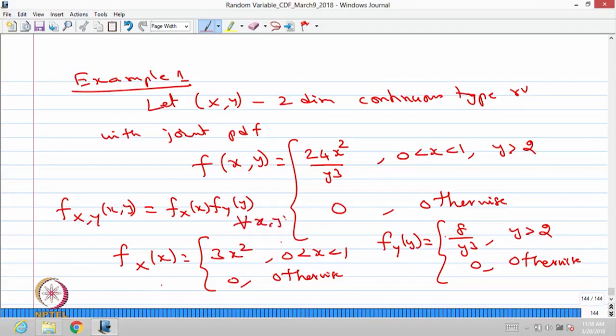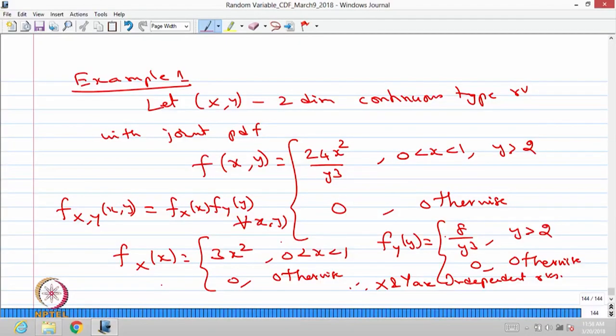Therefore, for all x comma y, the joint probability density function is the same as the product of the probability density functions of X and Y. Therefore, these two random variables are independent. Therefore, X and Y are independent random variables, each one of the continuous type. We can check it from the CDF also, that is the if and only if condition for the CDF, but since the joint probability density function is given, you can find the probability density functions of X and Y, then you can verify the independence condition on the probability density functions, that is satisfied. Therefore both the random variables are independent.